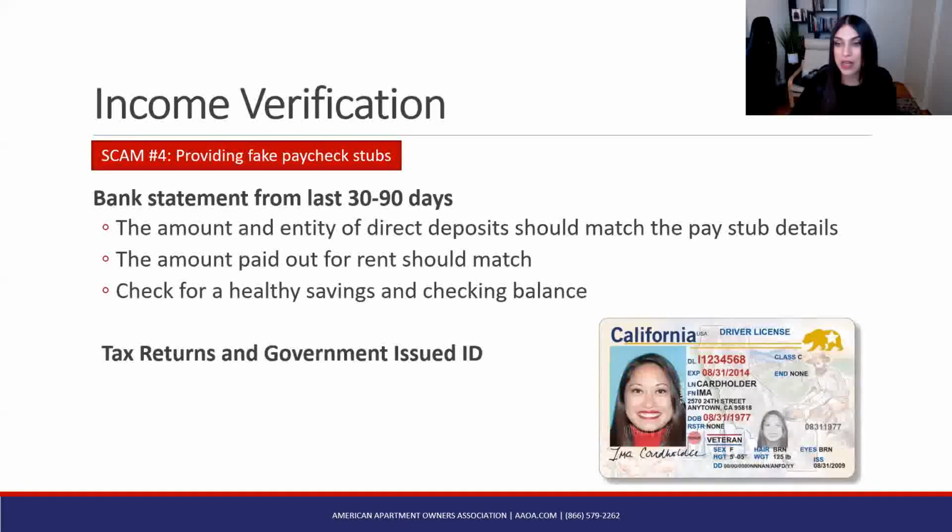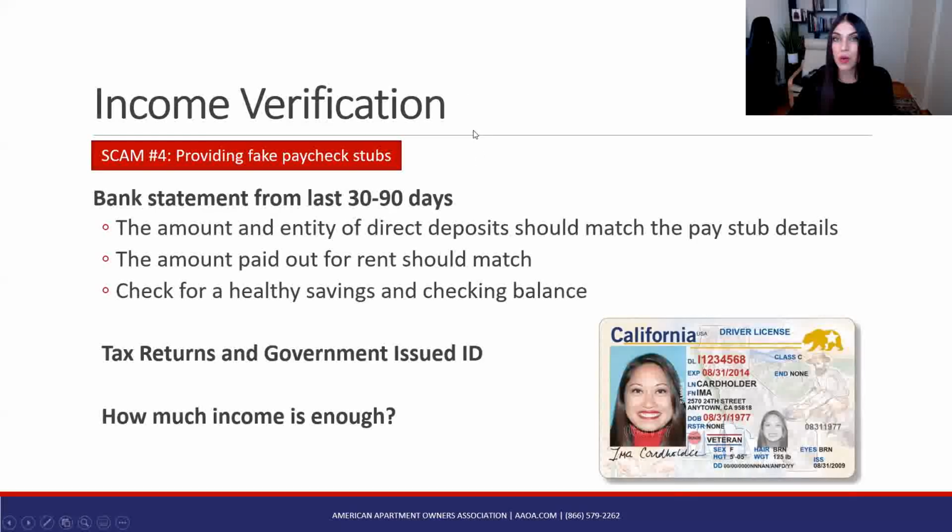Tax returns and government issued ID are very important. If you look at their tax returns, whether they are self-employed or they have an employer, you should be able to see there how much they made last year. That could be a good indicator of what they're making this coming year. And also the government issued ID, to match all of the names everywhere on all of these different documents that you're asking from the applicant.